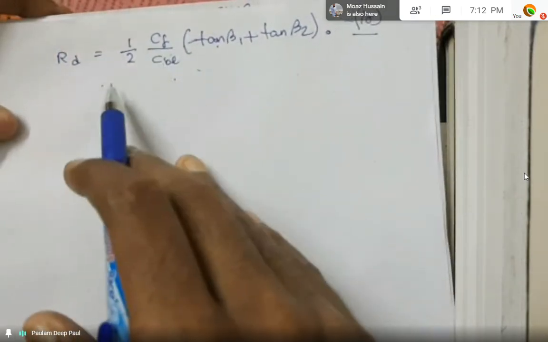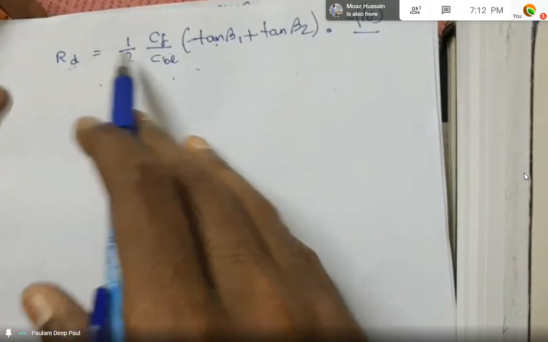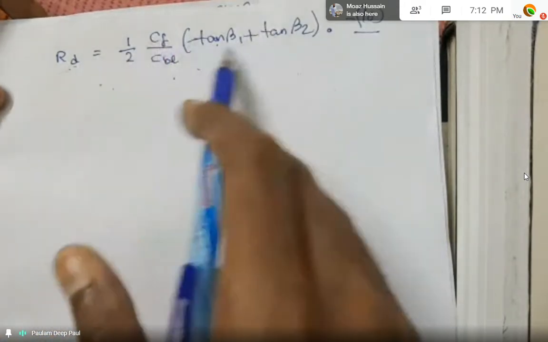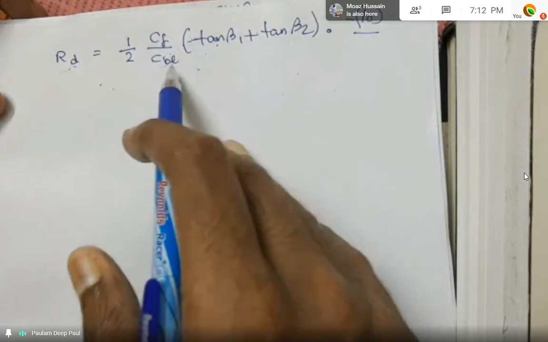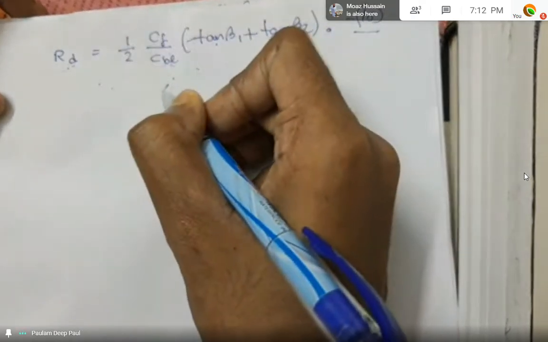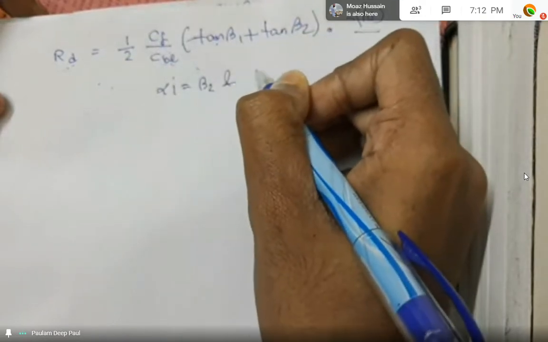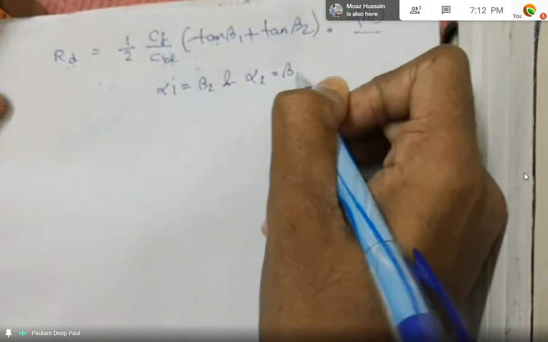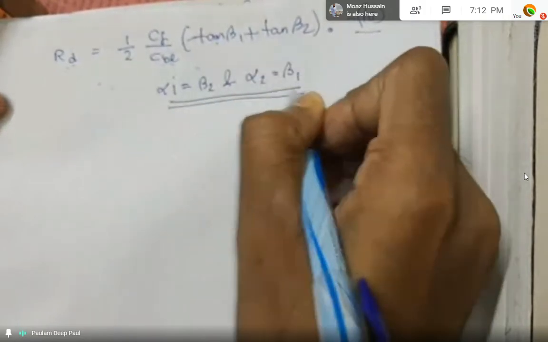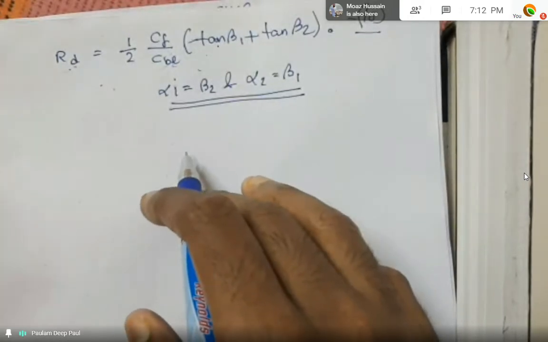You can do it as an exercise. Just put 0.5 for R_D and you get a relation in terms of these, and further derive it with the help of velocity triangles. You will be able to find alpha 1 is equal to beta 2 and alpha 2 is equal to beta 1. This is just for a particular degree of reaction value, that is 0.5.